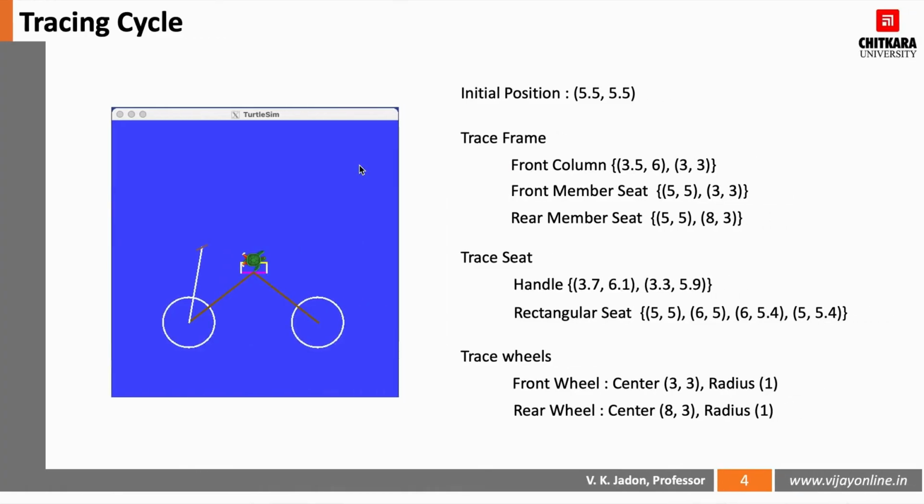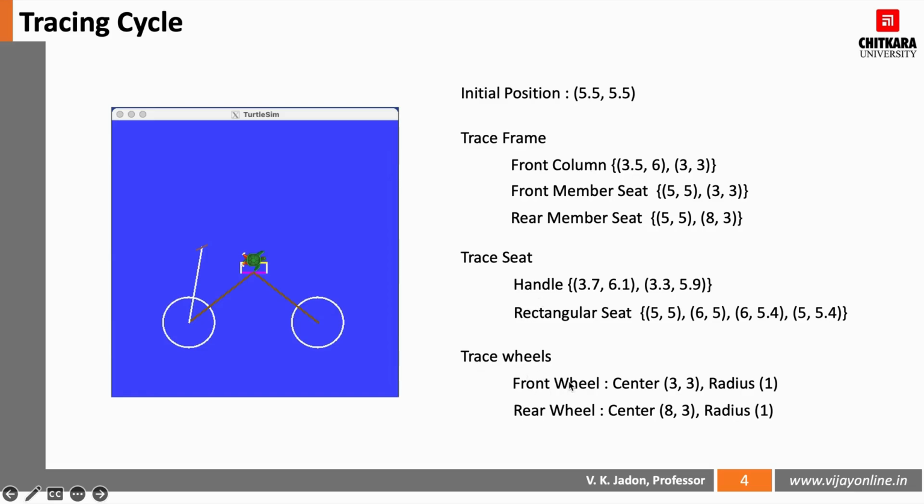Now let us come to the project part. This project can be divided into three different parts. First, tracing the frame. The coordinates are given. Initially the turtle starts at 5.5 and 5.5. Then the first column of the frame, then this member and this member. Then the seat and handle are part of the same group, but we can trace them separately. And then the wheels; the coordinates are all given.